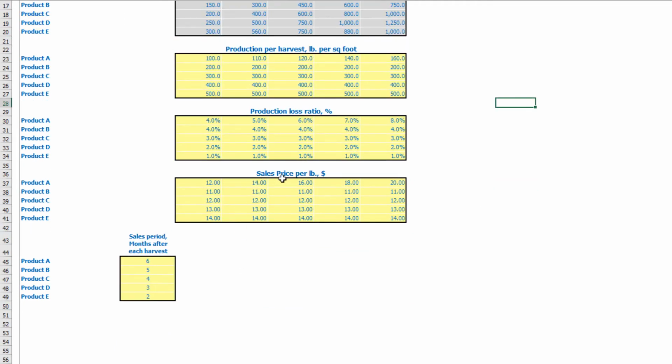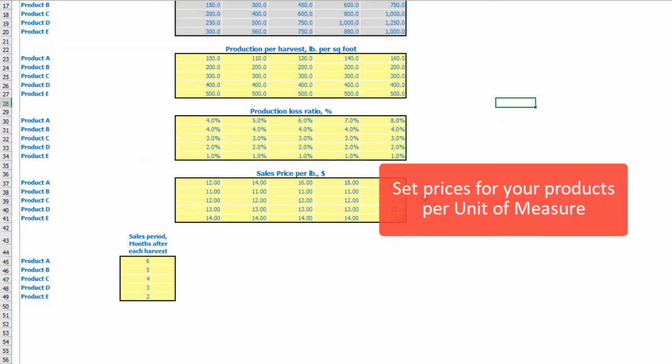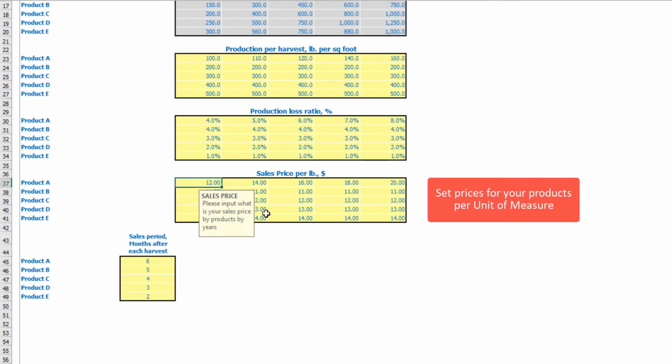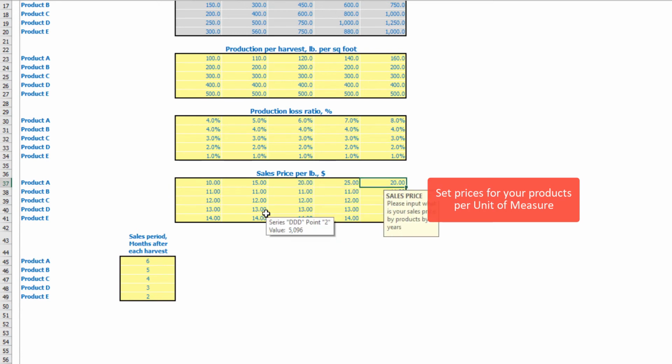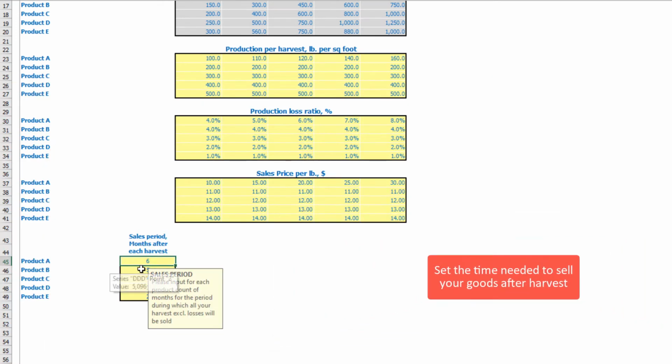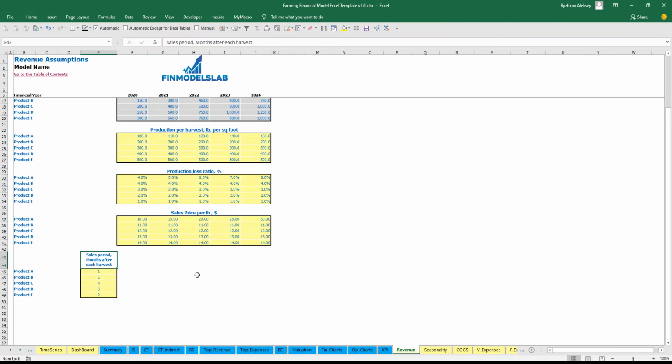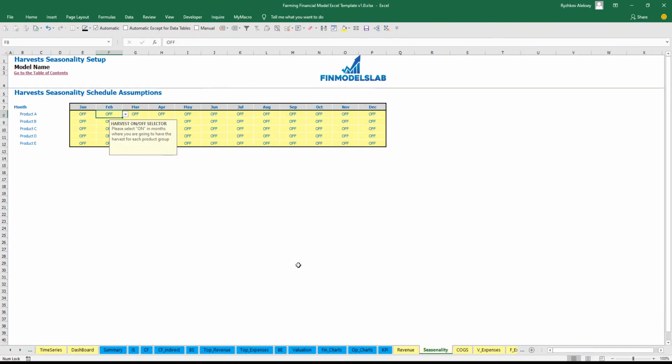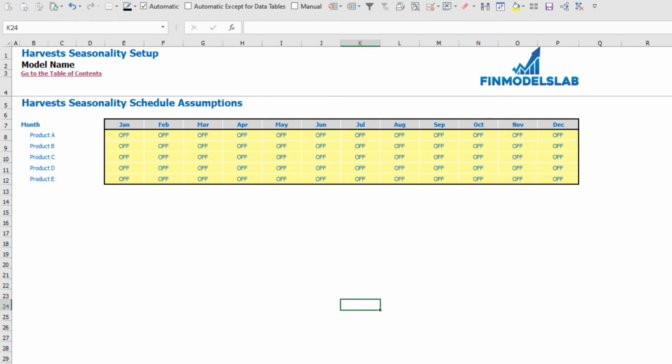So the next step is to set up the sales price per pound. This is also by years, so you can set for example 10, 15, 20, 25 and 30. That's obvious. And the last step on this tab is to set up the sales period. Means that after harvest you will sell all your production within 6 months. If you don't need this, you can just put 1 month and all the production will be sold within 1 month after the harvest.